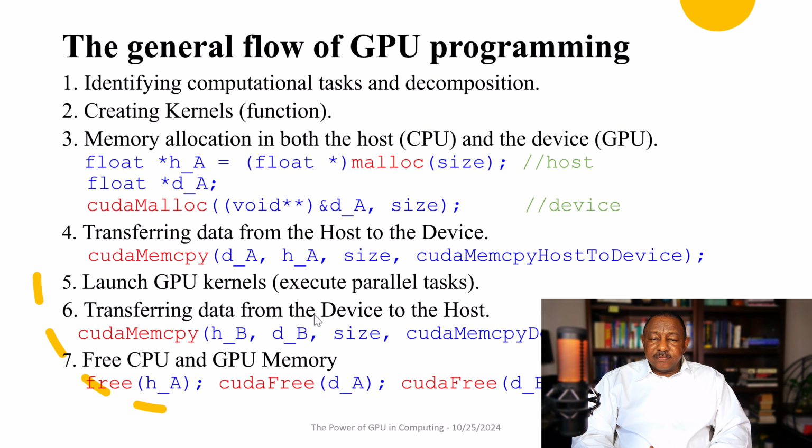And so the general flow of GPU programming: first we need to identify the computational task and decomposition, and here definitely we are working with a specific problem, and that might be optimization, might be molecular dynamics, or any kind of computing problem. We need to think about how to parallelize it, how to decompose it.